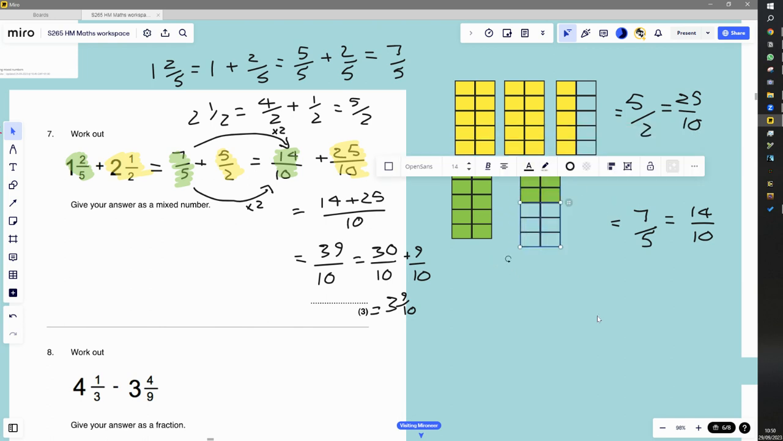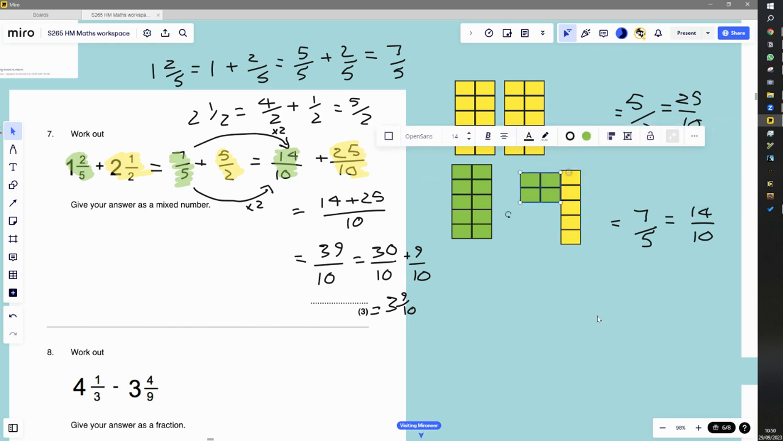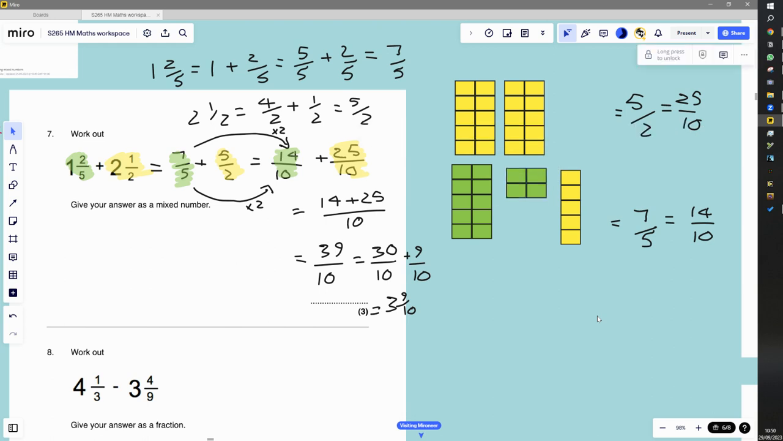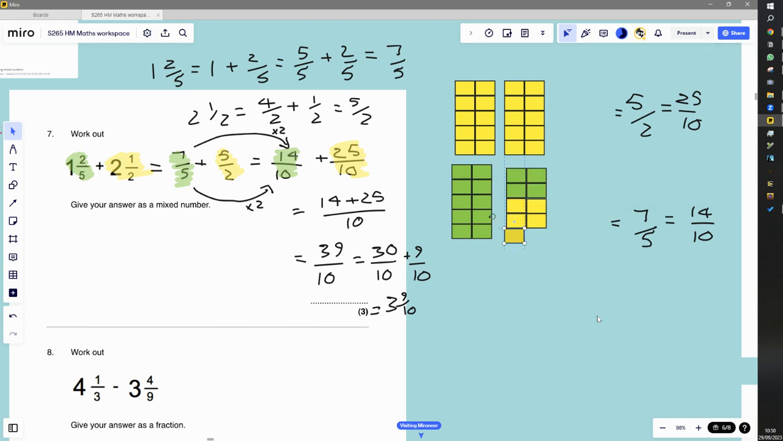Let's get rid of these empty bits here now. We've got 3 wholes, and then we've got nearly another whole, 9/10 of the next one, right? Which is what we've got, which is what we've written there. Okay, so it all makes sense.